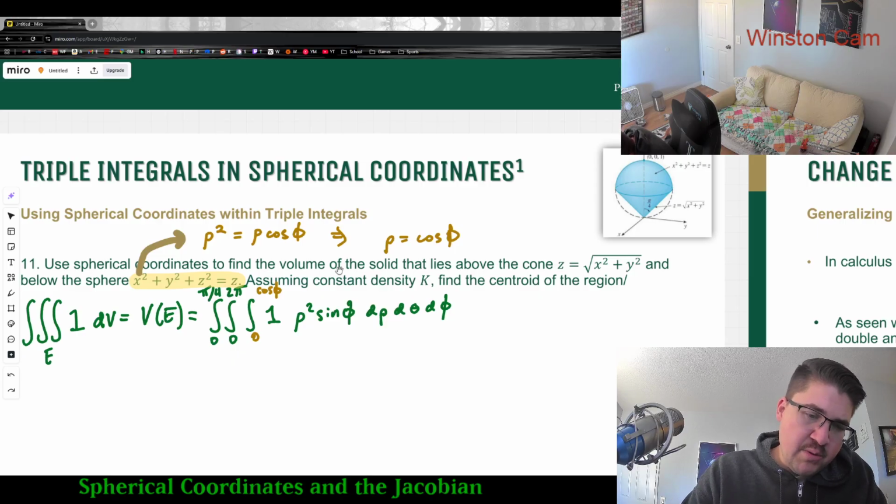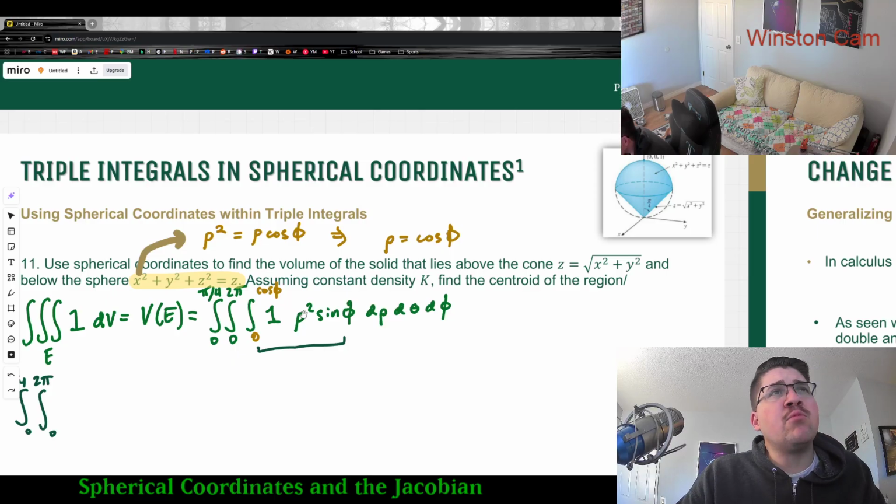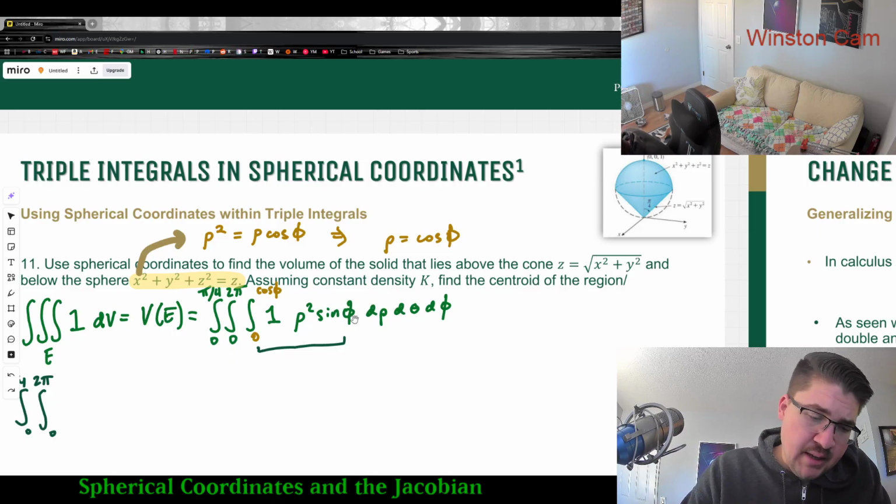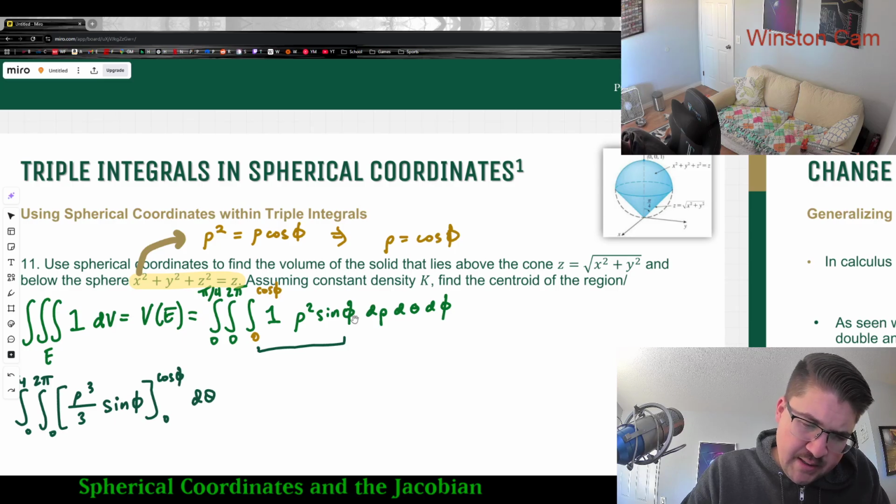All right, so starting with our most interior integral, leaving the first 2 on the outside. On the inside, well, we're going to be integrating rho squared with respect to rho. So we're going to have rho cubed over 3. And again, our sine phi we're treating as constant because we're doing the iterated partial integral here. Rho cubed over 3 sine phi evaluated from 0 to cosine phi. And then this will be multiplied by d theta d phi.